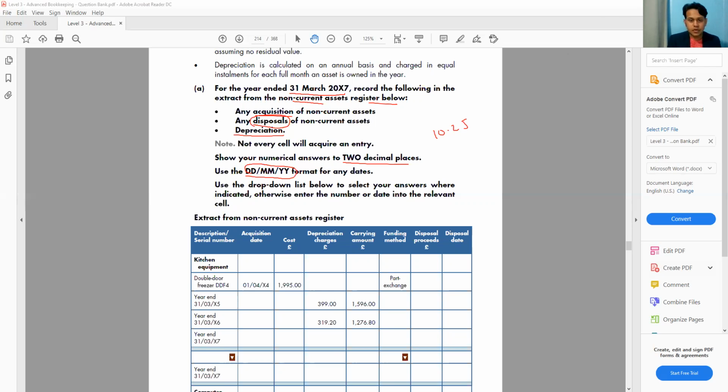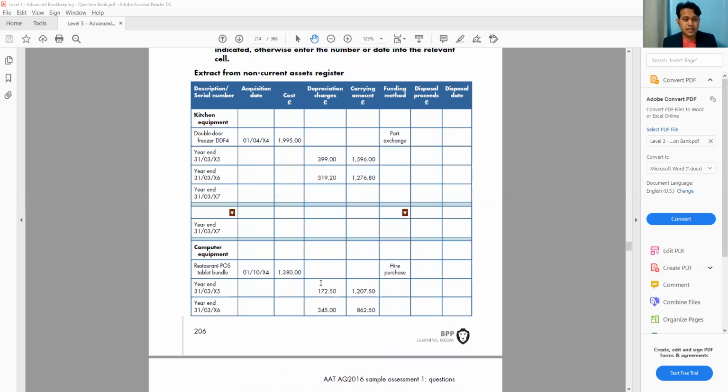All right, so let's move on to our Excel question now. This is the non-current asset register. On this question, I can see we have kitchen equipment. You can see this is the cost, this is the depreciation, this is the carrying amount, and this one was purchased through part exchange. Then we have computer equipment. This is the cost, and the depreciation will be straight line over 4 years. This is the depreciation, this is the carrying value, and it was bought on hire purchase.